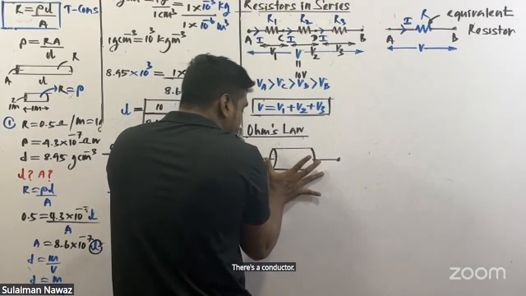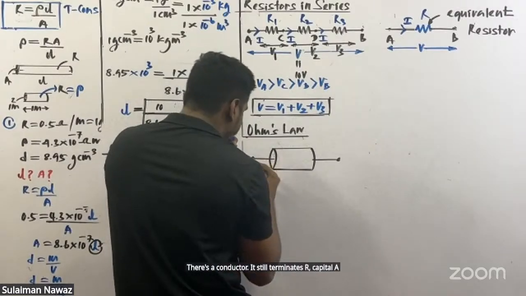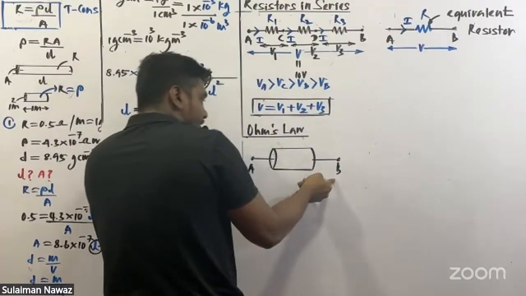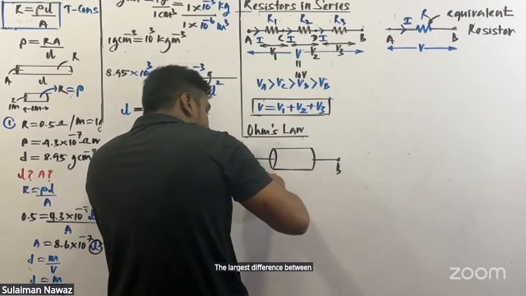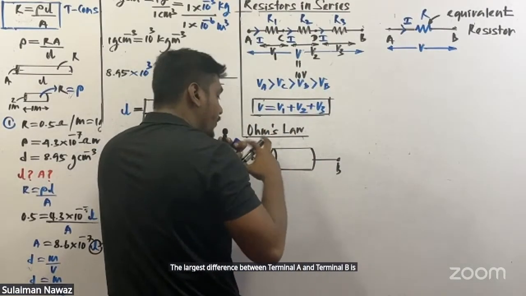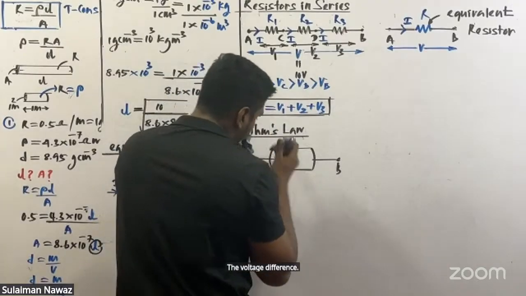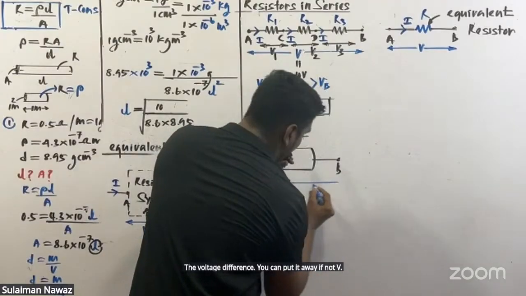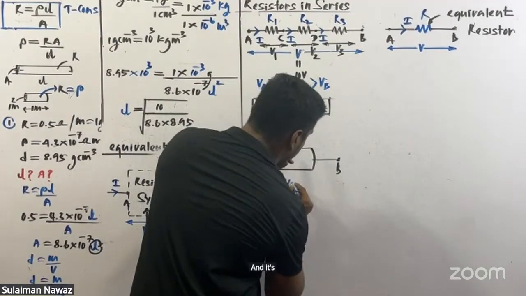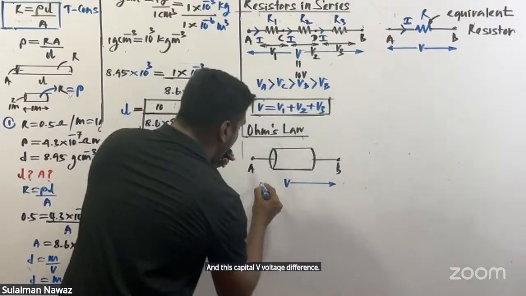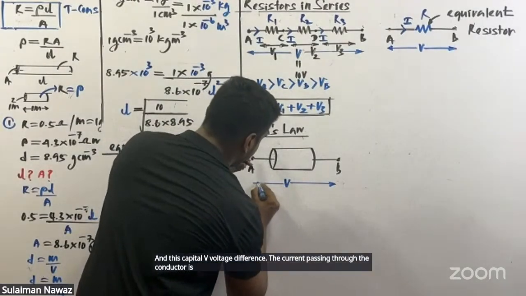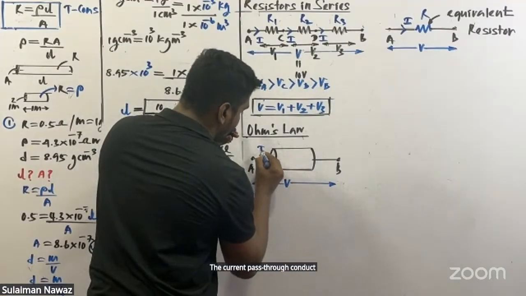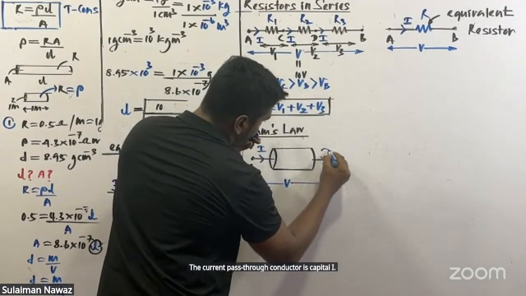Its two terminals are capital A and capital B. The voltage difference between terminal A and terminal B is capital V. You can put delta V if not V. Under this capital V voltage difference, the current passing through the conductor is capital I.